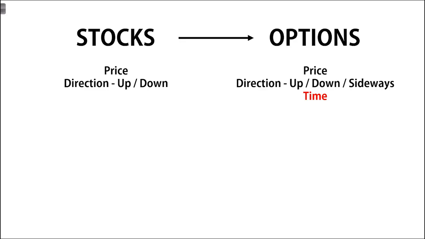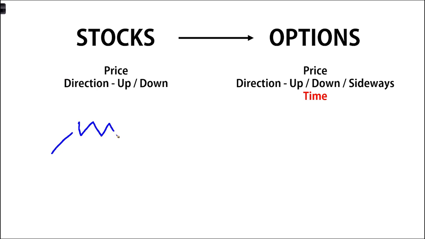Options are a form of financial instrument that is derived from an underlying asset, and for the most part of our content, we will be using stocks. When trading stocks, there are two main things to consider. The first one being the stock price, and the second one being the trend. That is, is it going up or down? Goes up, you long, goes down, you short.